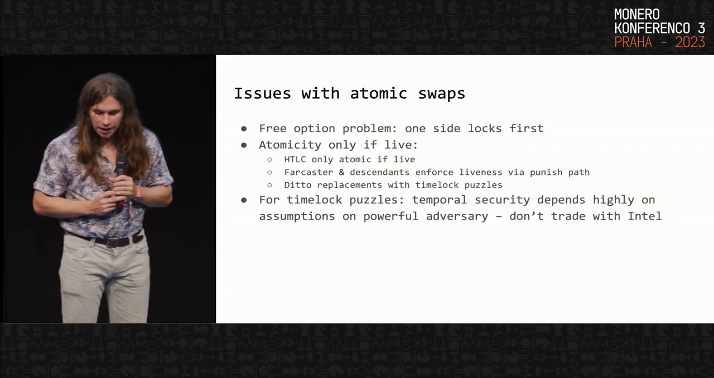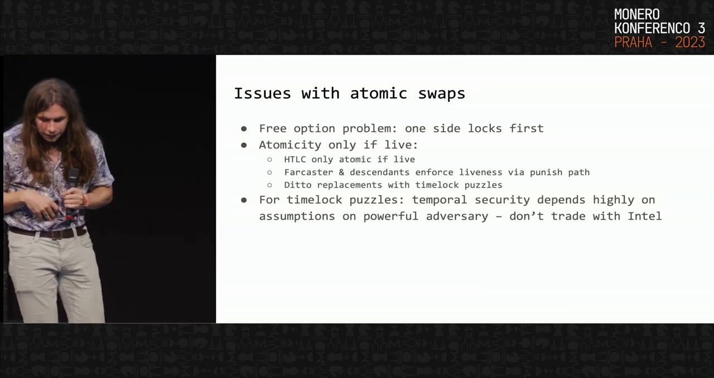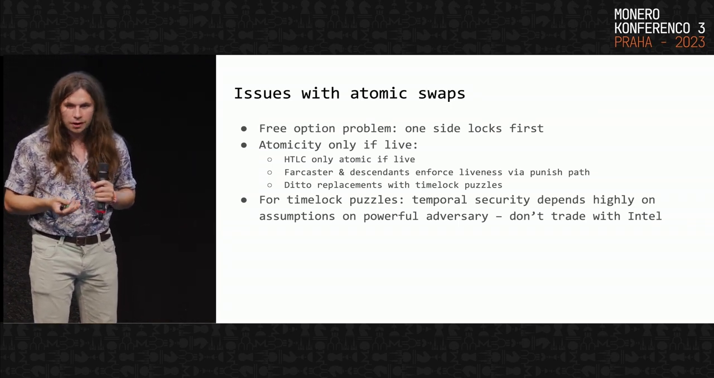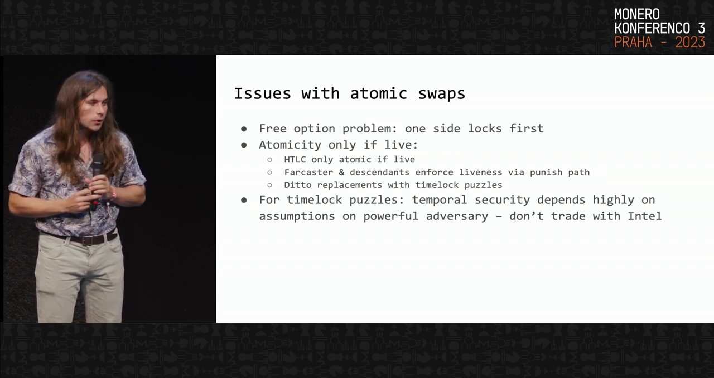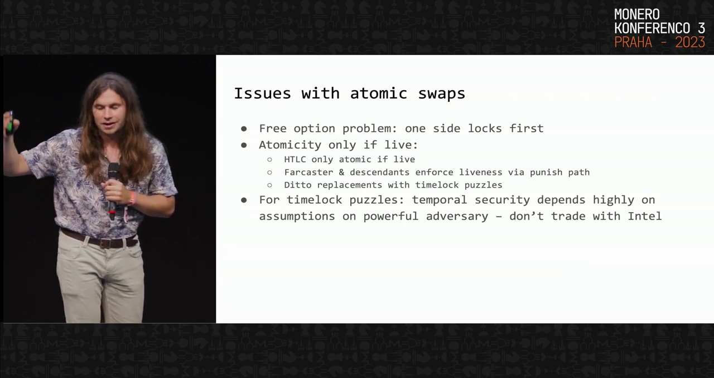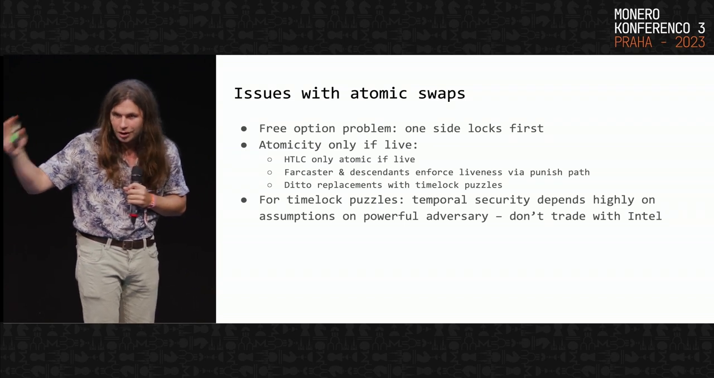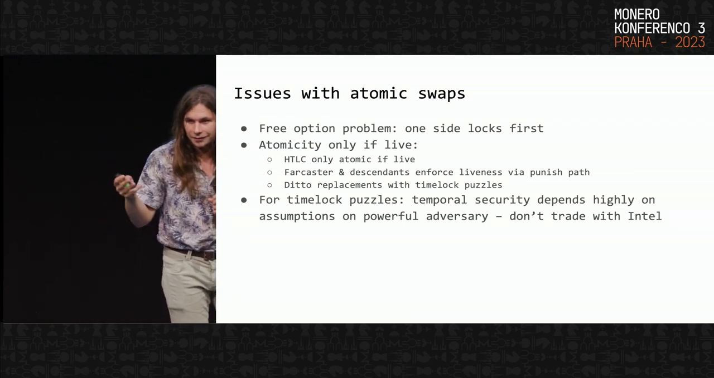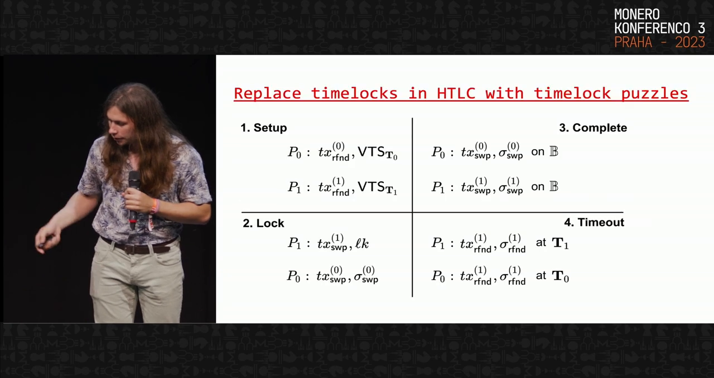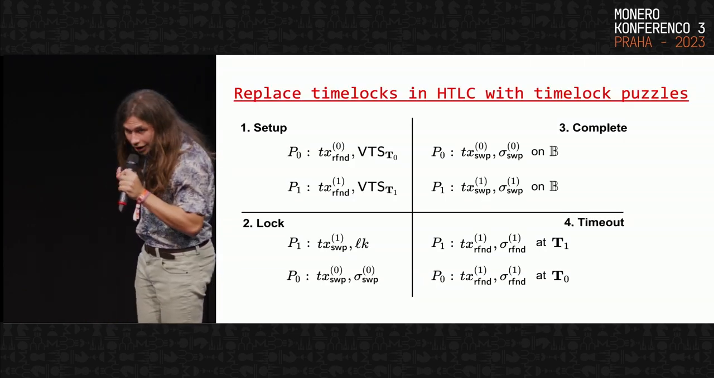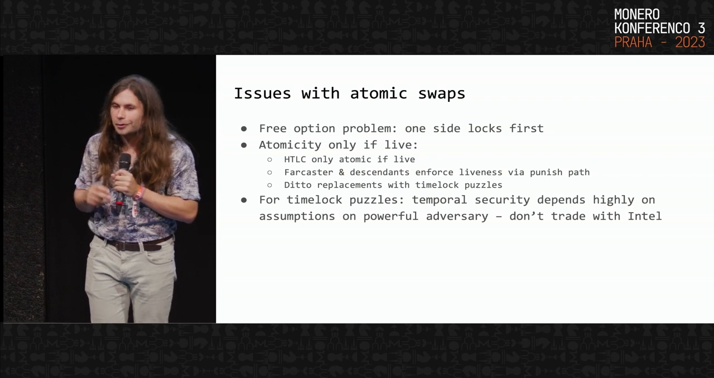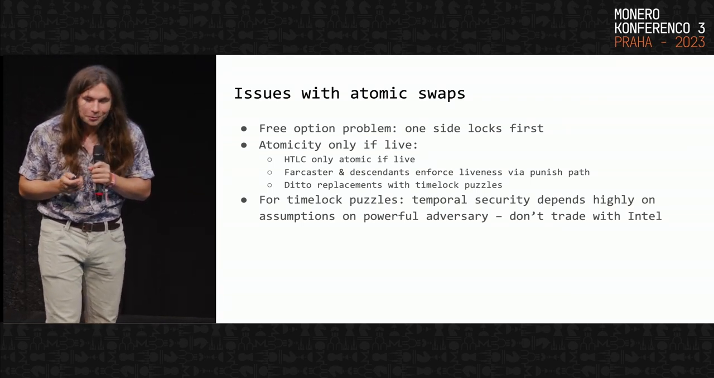And then with time lock puzzles, there is a bit that makes me uncomfortable, which is that the temporal security that you have over here depends highly on your assumptions about a powerful adversary. In the best case, you say, I assume the computational effort, using the fastest single core processor that you're aware of, to set these time bounds, but it may be that somebody has some super fancy processor hidden away from public sight that can do these things much faster, and then this timeout may come to pass much earlier than you would like, and now you're poor. So don't trade with Intel, or I guess ARM or Apple is catching up much faster on single core processing time.